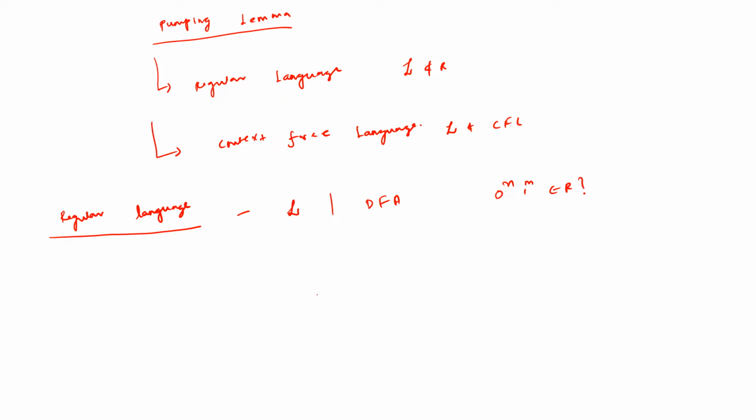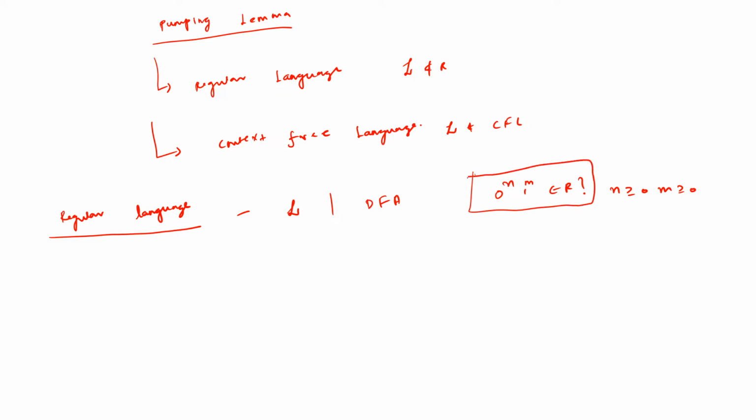No. Yeah, so by 0 power n 1 power m, let me say n greater than or equal to 0, m greater than or equal to 0. Sorry, both n and m are different, right? Yes, it is regular. So what I'm saying is you cannot use pumping lemma to show that there is a DFA for this language.